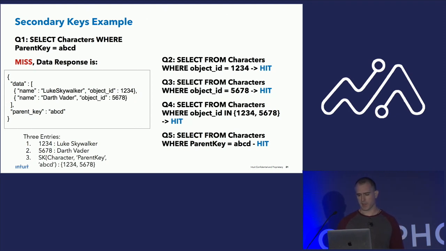So at that point, here's query 2. Select from characters where the object ID is this, right? That's Luke Skywalker. I can select where it's Darth Vader. I get a hit, I get a hit. I can select where the object ID is in either of those. I can ask for sets now, right? And then I can also select characters where their parent key equals A New Hope. I get a hit, right? This is what really makes it all work: you can ask for several different versions of the information, subsets, and it's all there, right?